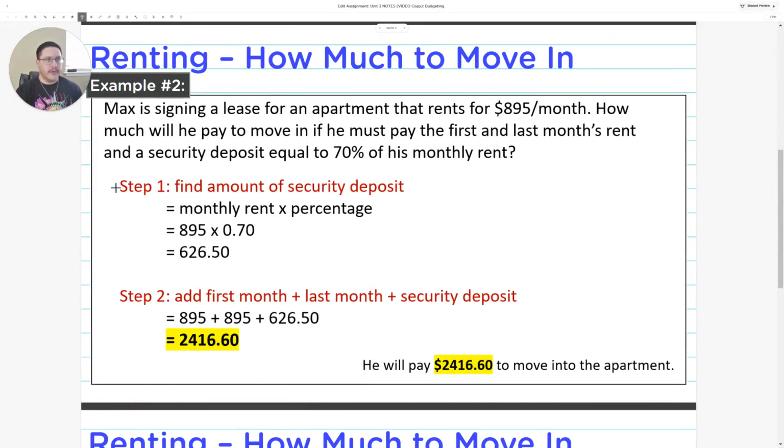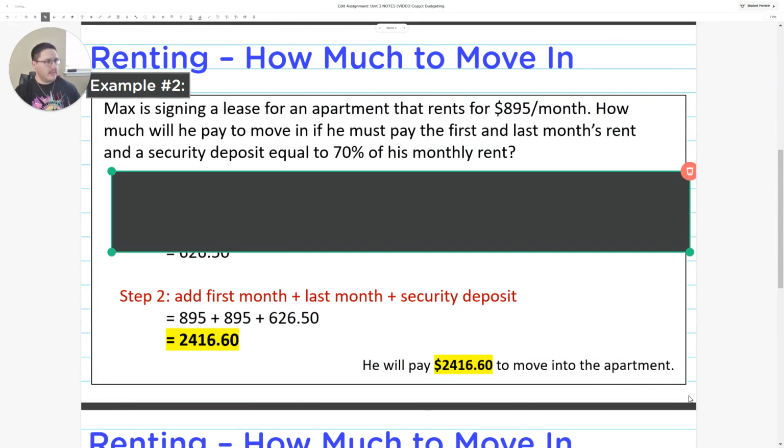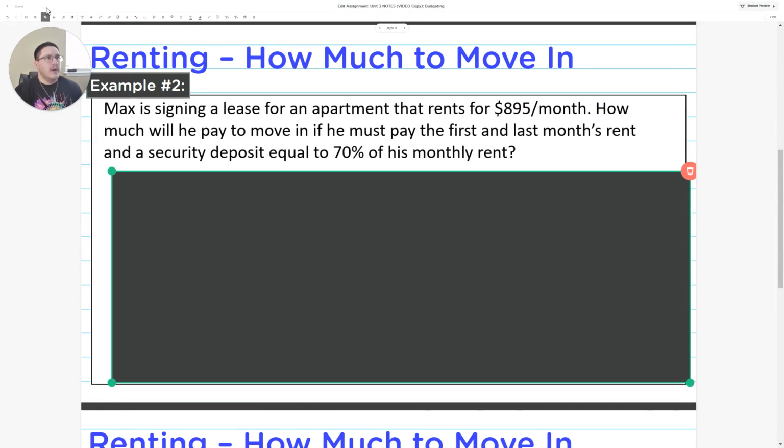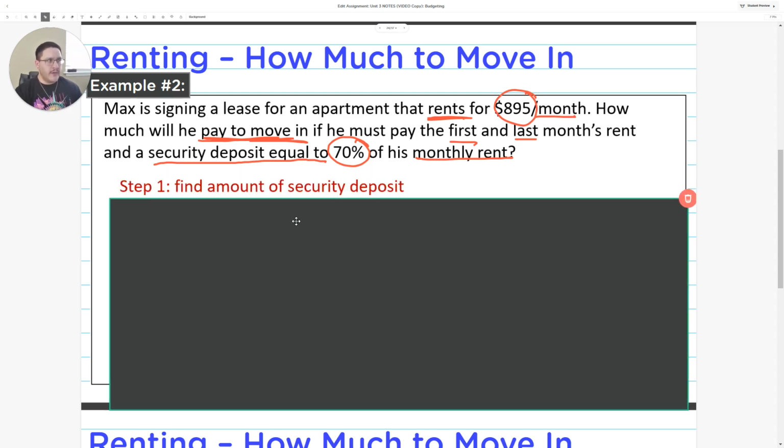Example 2, for instance. Max is signing a lease for an apartment that rents at $895 a month. How much will he pay to move in if he must pay the first and last month's rent and a security deposit equal to 70% of his monthly rent? So the first step, find the amount of the security deposit. Security deposit, according to the question, is 70% of his monthly rent.